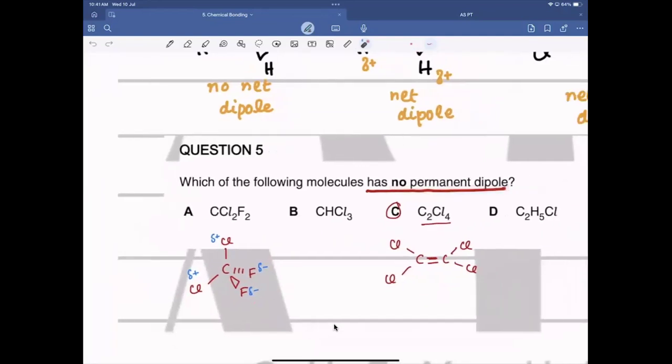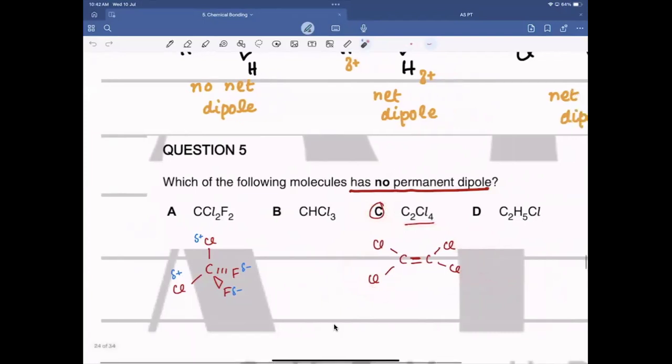If I make this, here I have a hydrogen and here I have a chlorine. So isn't it, it has a net dipole? One side is negative, one side is positive. In the same way, if I look at option D, there is 1 chlorine and 3 hydrogens, so one side becomes positive and one side becomes negative, isn't it? But here, if you see, all the sides are negative in option C, isn't it? So it means it has no permanent dipole.